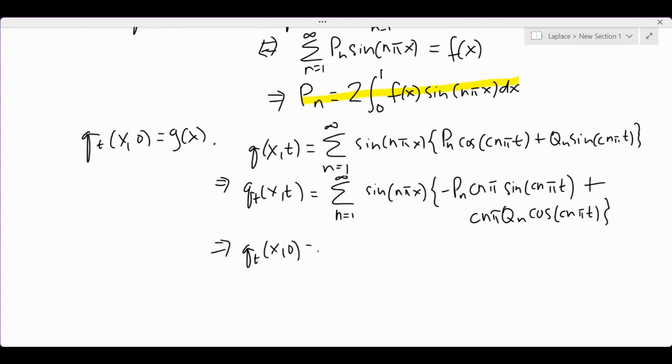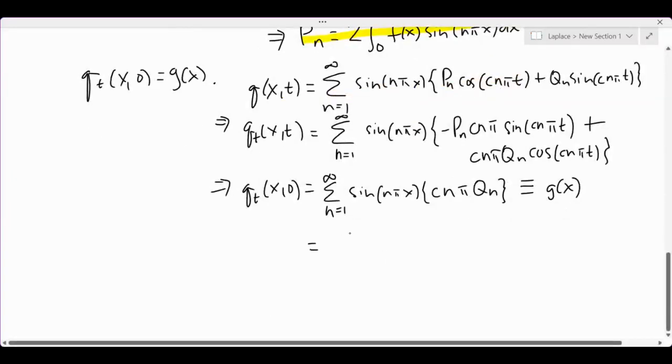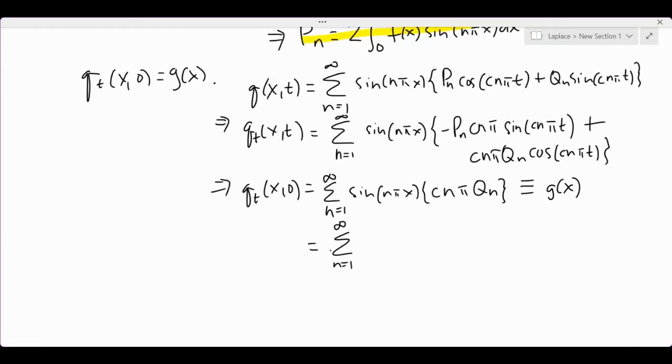So q sub t of x 0 will be equal to the sum from 1 to infinity of sine n pi x times the following expression. Upon substituting t equals 0 into the bracketed expression, we will get c n pi q n, and cosine c n pi t will be equal to 1. And what we want is for this to be equal to g of x. So let's rewrite this in a neater way. This will imply that the infinite sum from 1 to infinity of n q n sine n pi x will have to be equal to 1 over c pi g of x.